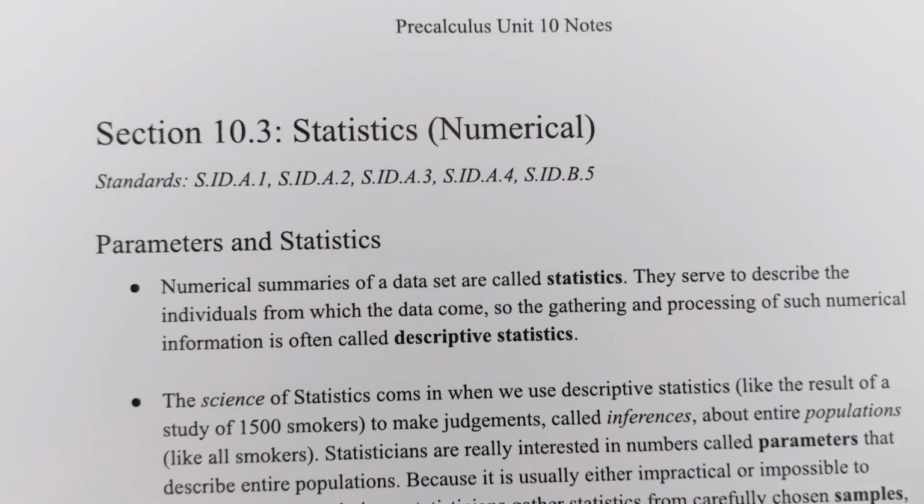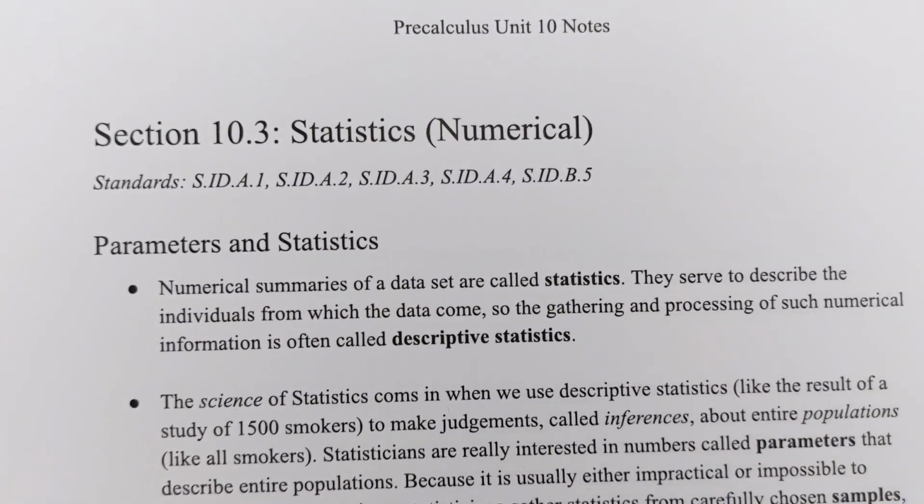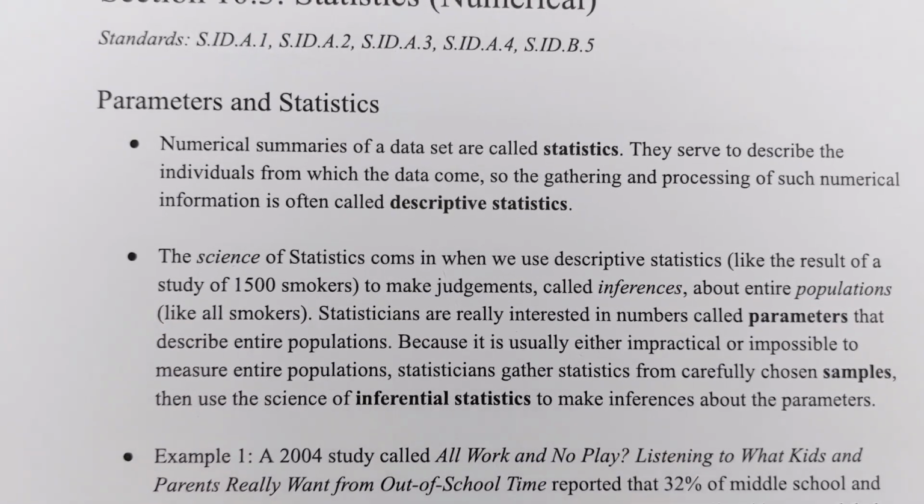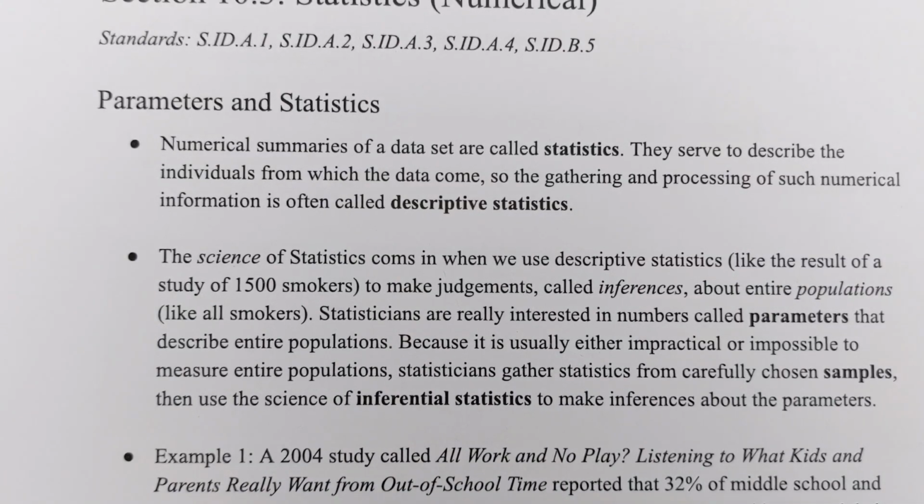Okay, here are the notes for section 10.3, which deals with numerical statistics. So just some definitions to start: parameters and statistics. Numerical summaries of a data set are called statistics. They serve to describe the individuals from which the data come, so the gathering and processing of such numerical information is also called descriptive statistics.